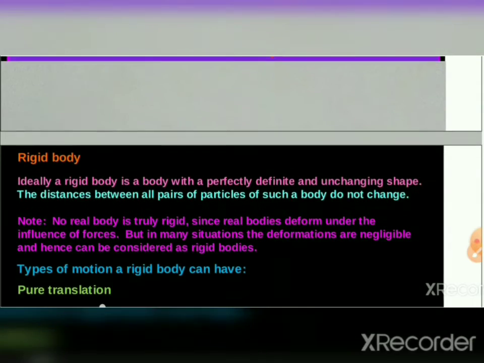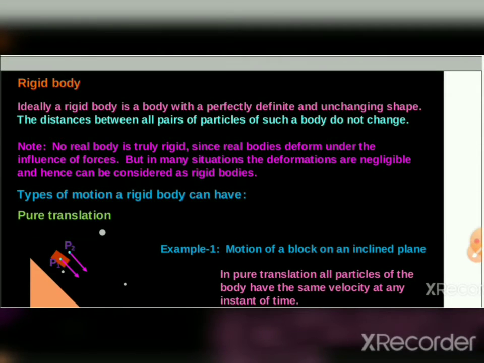Okay, now see, first of all you should know what a rigid body is. Ideally, a rigid body has a perfectly definite and unchanging shape. So if the distances between all the particles are such that the body does not change, you can say it is rigid. Moreover, a system of particles which has intermolecular distances that remain invariant is also known as a rigid body.